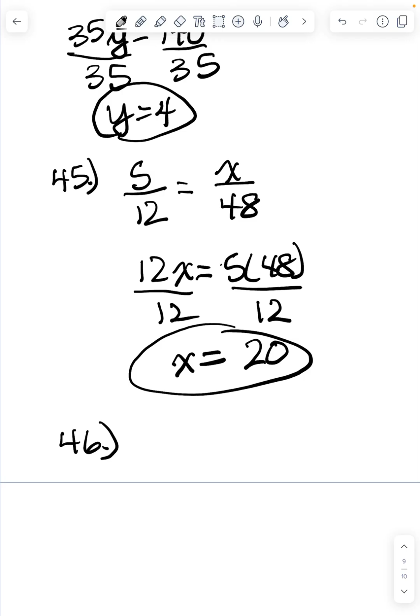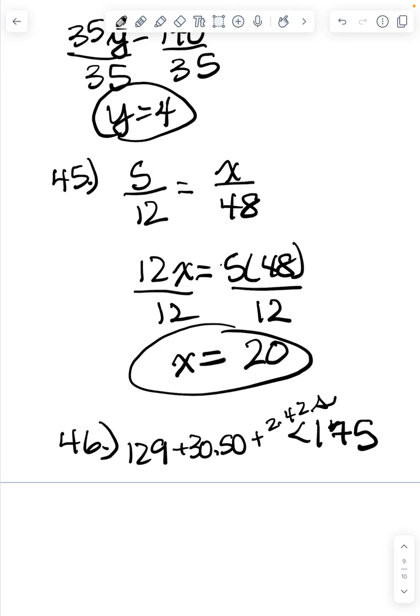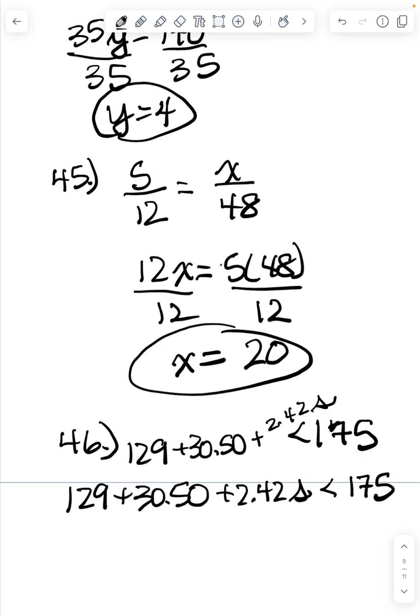Okay, so he can't spend more than $175. So he has to be less than $175. He's buying cleats, they're $129, and he's buying shin guards, they're $30.50. And he wants to know, how many socks can I buy if it's $2.42 per sock? Okay, so this is a little sloppy here. I'm just going to rewrite. So it's $129, $30.50 plus $2.42 per sock. That has to be less than $175.